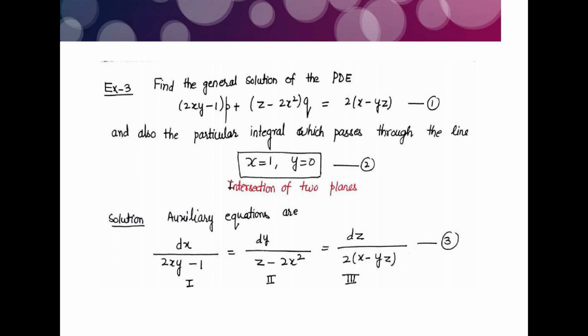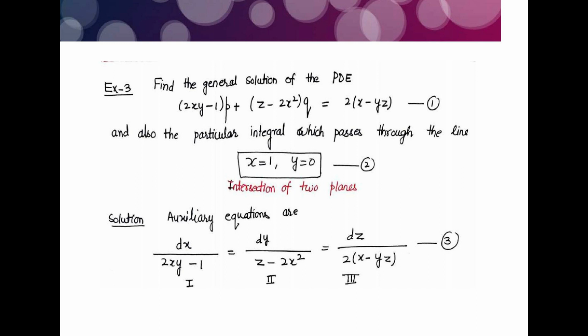Consider the partial differential equation given by 1. We have to find out its general solution and then its particular solution, which passes through the line given by x equal to 1, y equal to 0 given by 2. X equal to 1 and y equal to 0. These are two planes, and intersection of these two planes is a line.